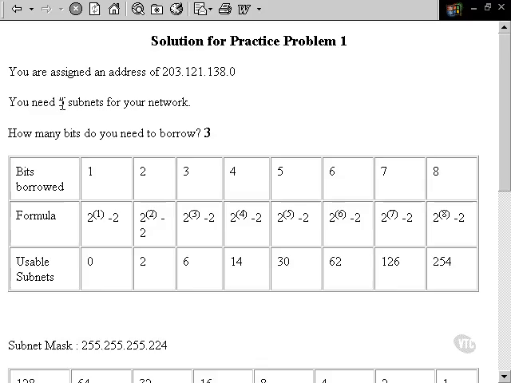Since we needed 5, if we go down here, we realize that we have enough plus 1 extra if we borrow 3 bits, because that'll give us 6. Now, even though the question didn't ask for extra, the lowest number of bits that we can possibly borrow is 3. So the answer to how many bits we need to borrow is 3.